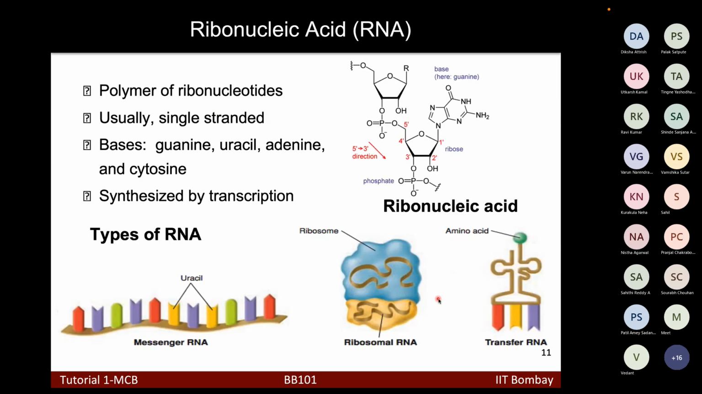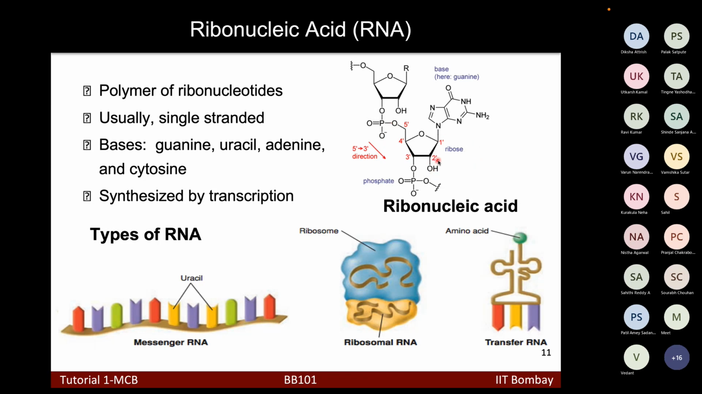So then ribonucleic acid, like I said, this ribonucleic acid is produced by transcription from DNA. Now the structural difference between RNA and DNA, just looking at this, you can probably not guess what the difference is. It's mostly the same, but the only difference is that in case of DNA, the sugar is deoxyribose, and in case of RNA, the sugar is ribose.